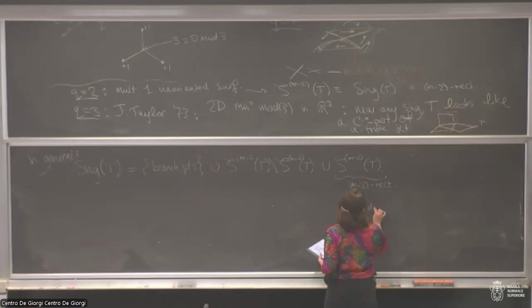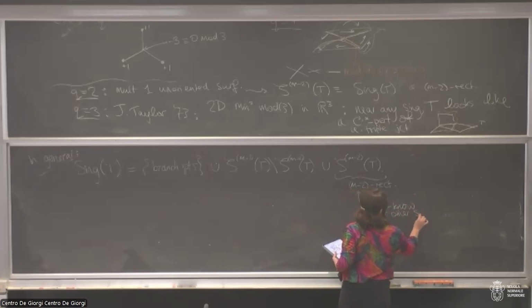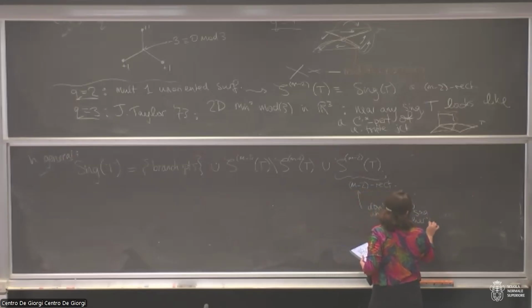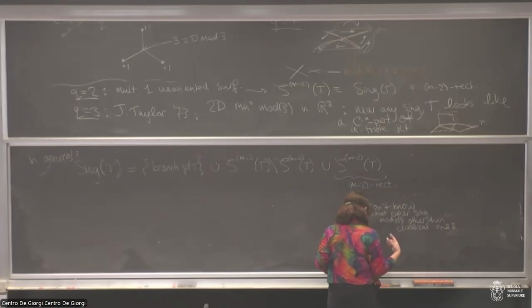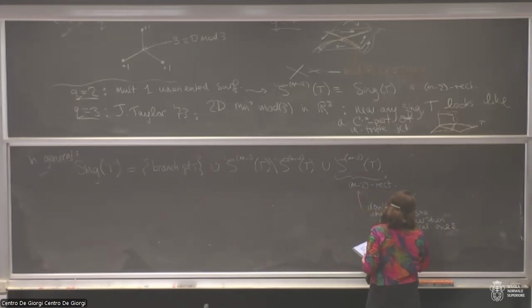So we don't know what other singularity models there are, other than classical ones, meaning the ones you can see for integral currents, are here.